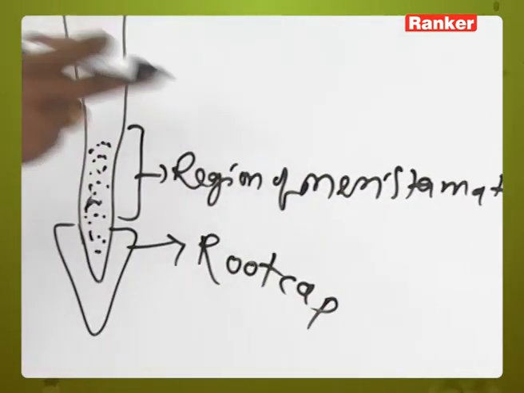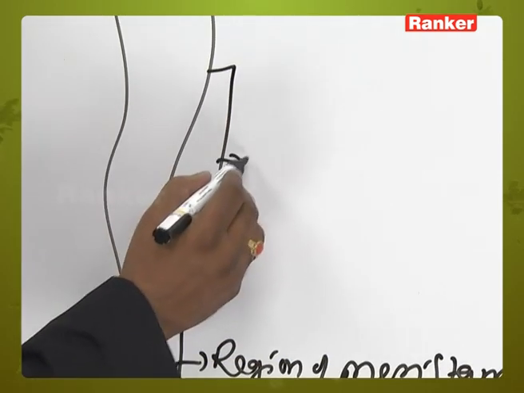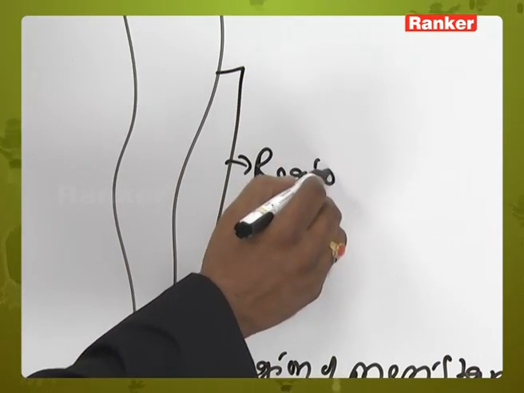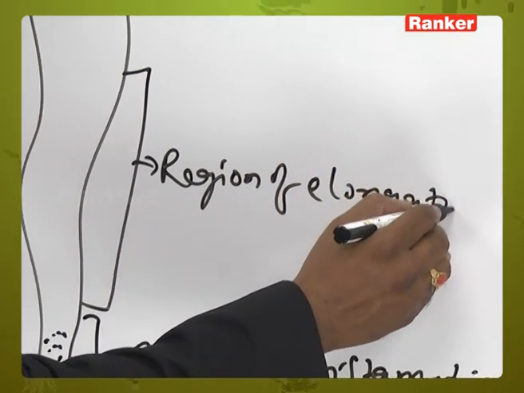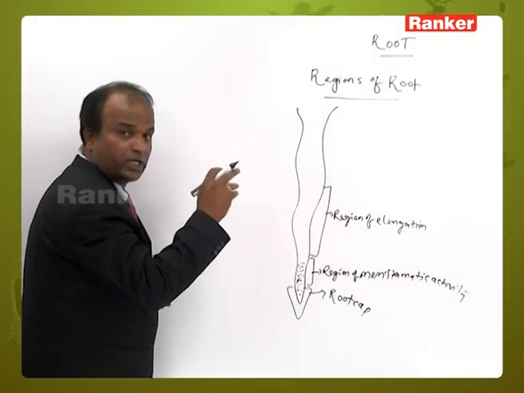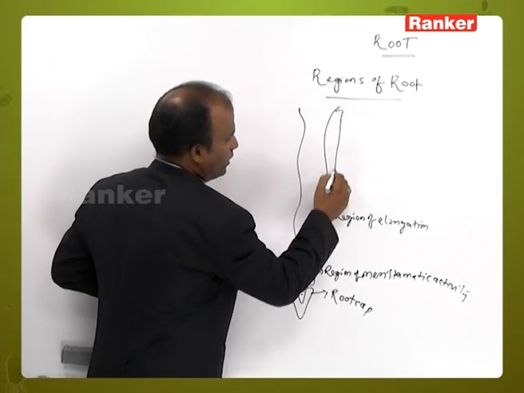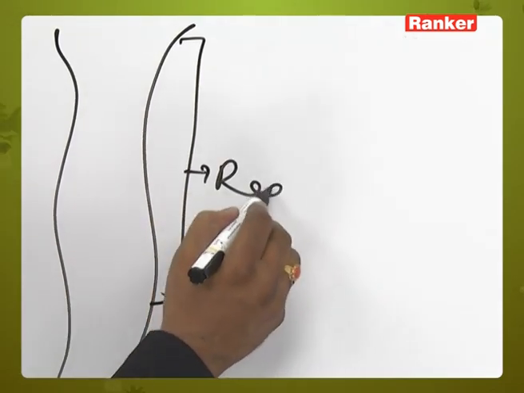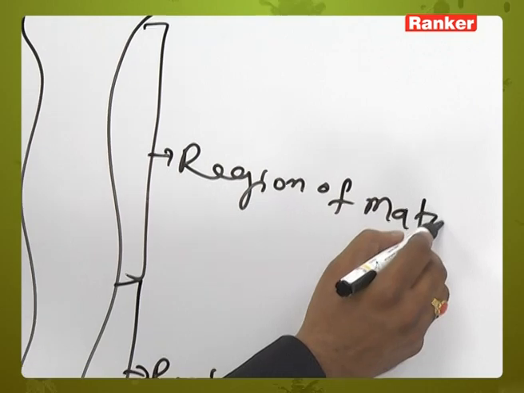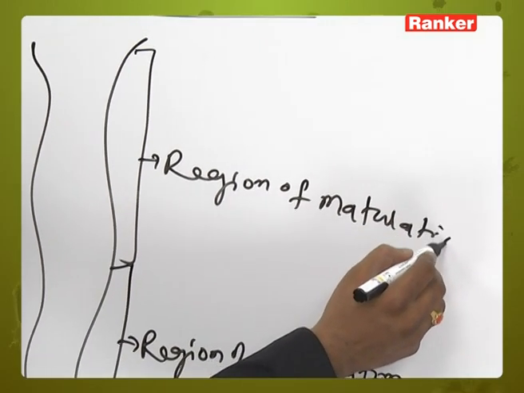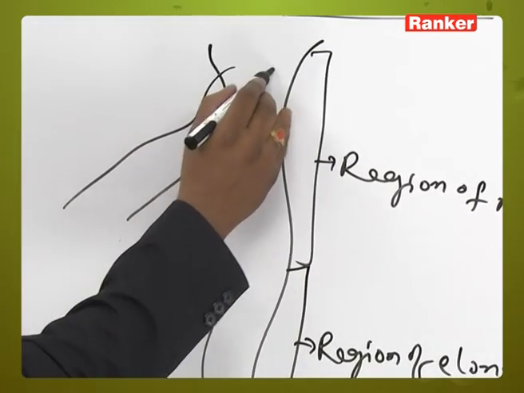Proximal to the region of meristematic activity, it shows the region of elongation. Proximal to the region of elongation, it shows the region of maturation. This is nothing but the region of maturation.